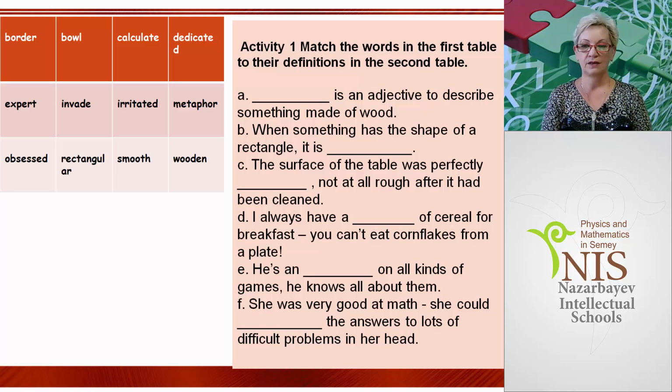Number A is an adjective to describe something made of wood. B, when something has the shape of a rectangle. The surface of the table was perfectly smooth, not at all rough, after it had been cleaned. I always have a bowl of cereal for breakfast. You can't eat cornflakes from a plate. He is an expert on all kinds of games. He knows all about them. She was very good at maths. She could calculate the answers to lots of difficult problems in her head.